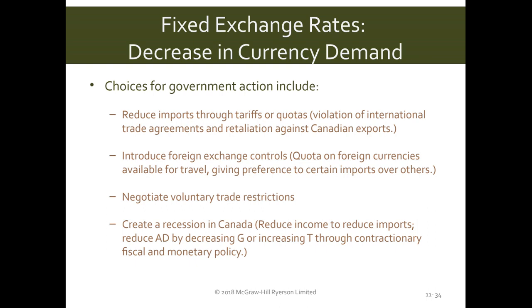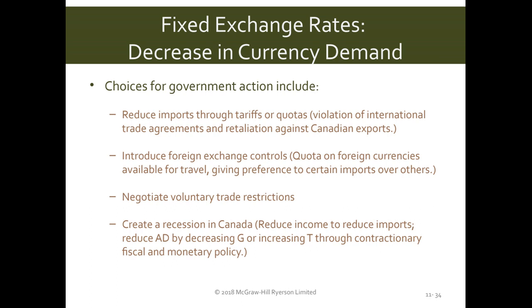The government will try to decrease the aggregate demand by either decreasing its own expenditures or increasing taxes. So these are all four reasons how government can decrease the supply of Canadian dollars in the foreign exchange market, because the Bank of Canada cannot continuously keep buying Canadian dollars by using its own foreign exchange reserves. There's a limit.